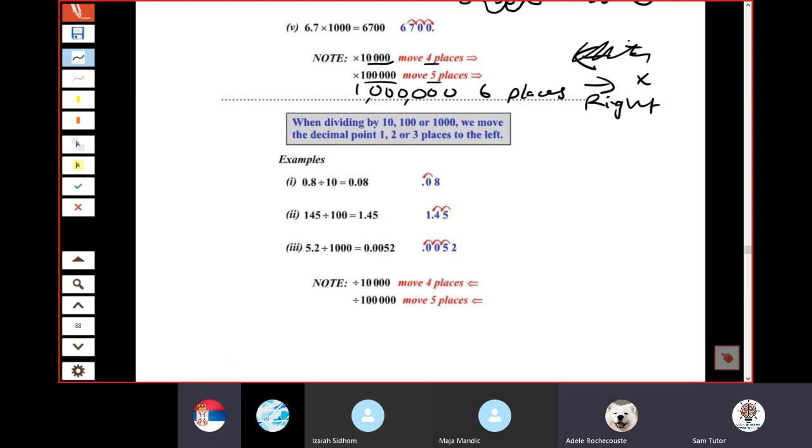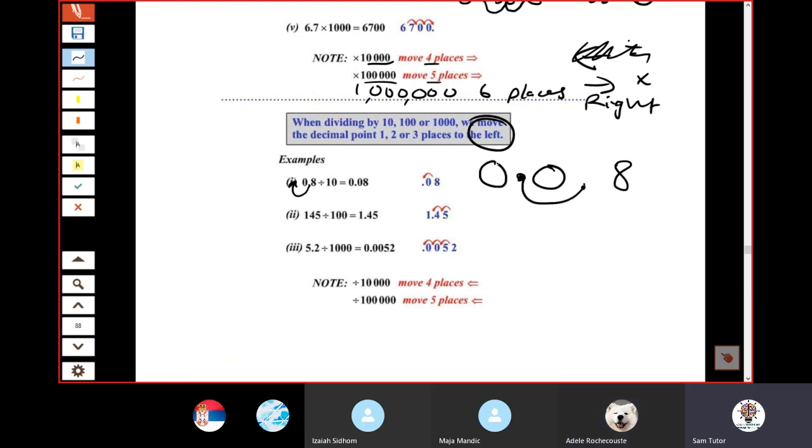When dividing by 10, 100, or 1,000, we move the decimal point 1, 2, or 3 places to the left. So again, just to the left. That's all you've got to remember. If it's a 10, you start at the decimal and move it 1 to the left. So here, start with 1 to the left. So what does it become? 0.08.